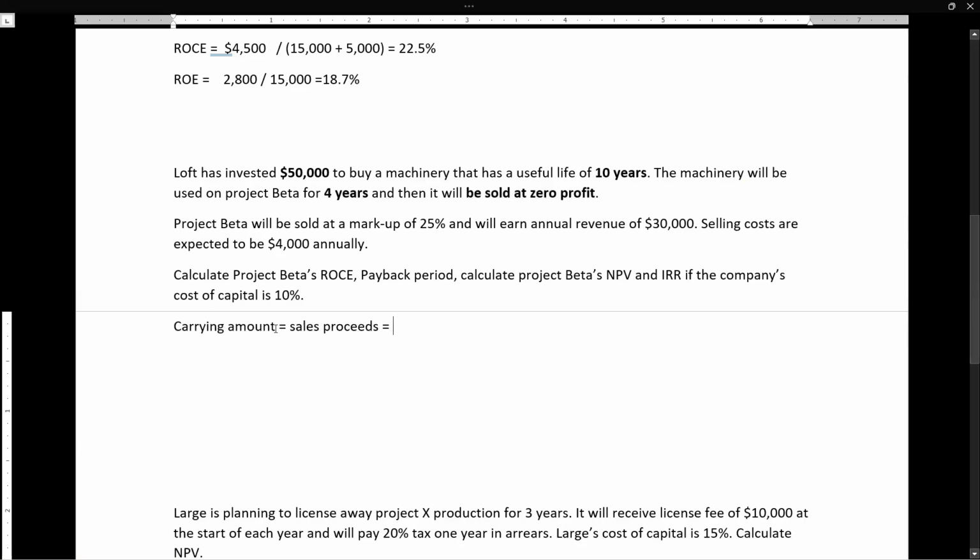proceeds? That would be 50,000 minus 50,000 divided by 10 years and multiplied by 4. So this means that we are going to take 50,000 and subtract 20,000, and it leaves us with 30,000. That would be whatever is received in the end.